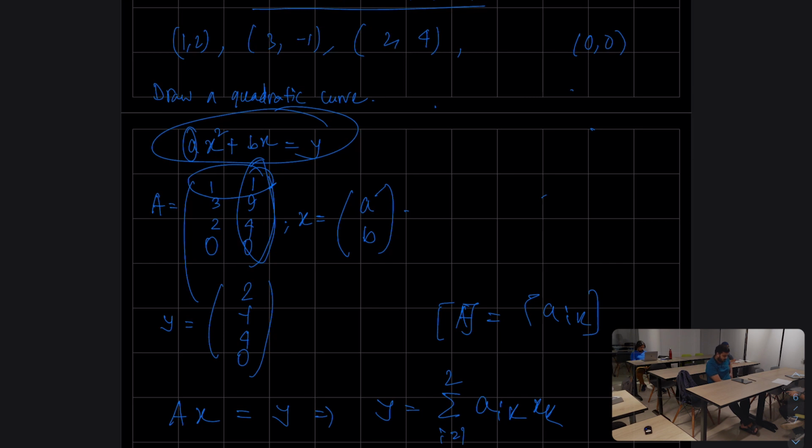How many equations do you have? 1, 2, 3, 4 equations. How many unknowns do you have? 2. It is an over determined system.